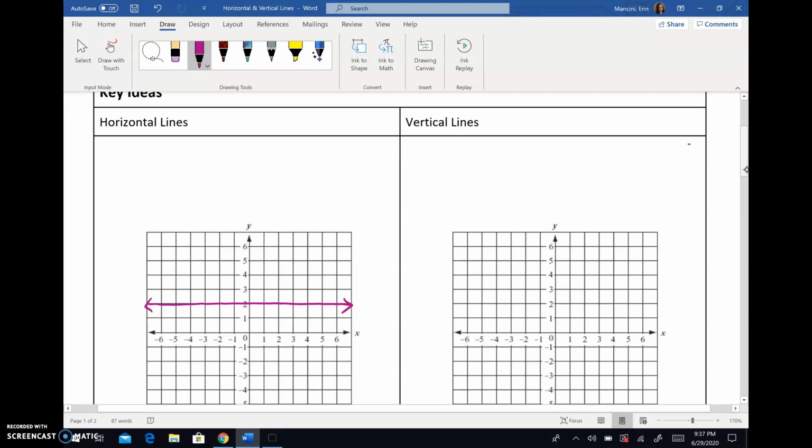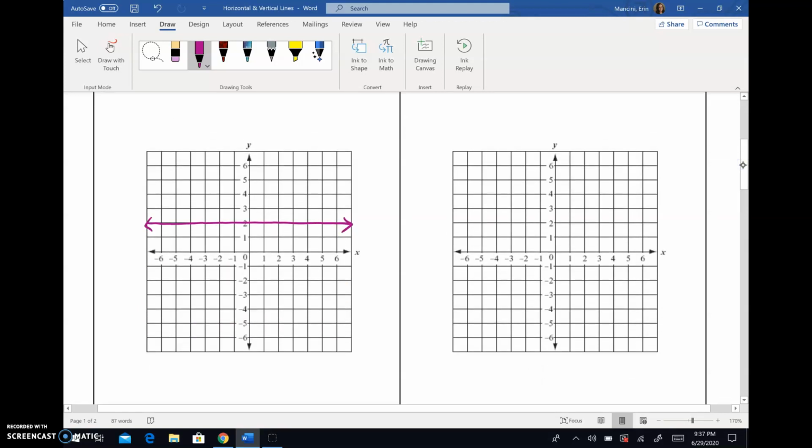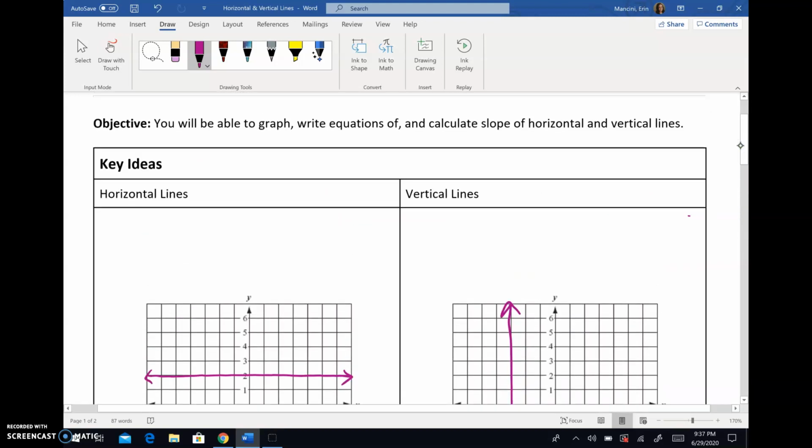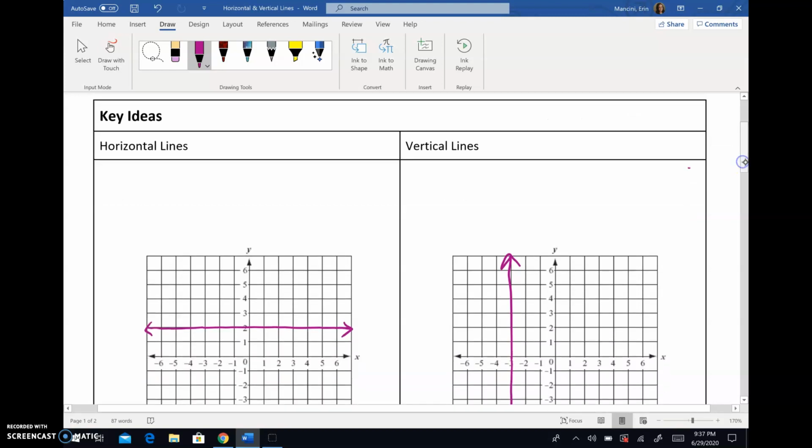Whereas a vertical line is going up or down, and is parallel to the y-axis. So that could be somewhere like here. It doesn't have to be here. It could be anywhere on the coordinate plane. We're going to use these graphs to talk about what the equations are, what the slopes are, and what the graph looks like.